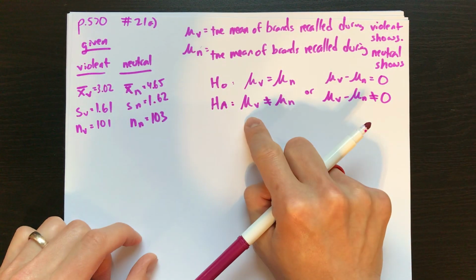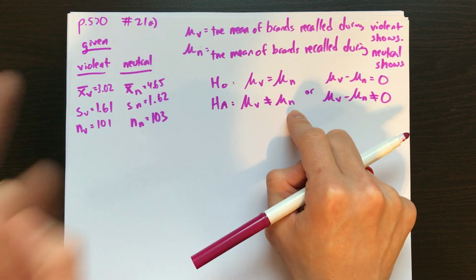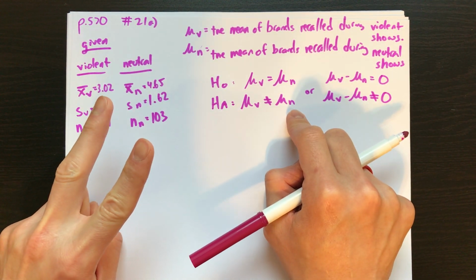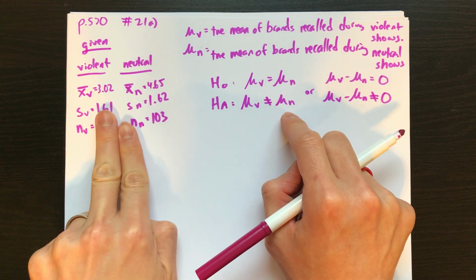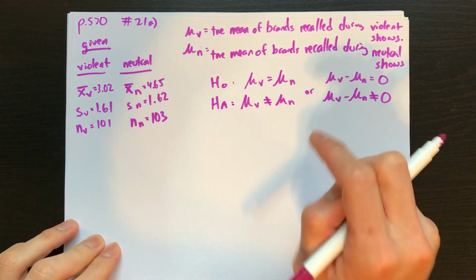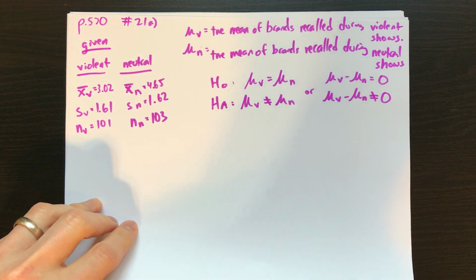We're looking at the difference of means, difference of two means here. We're not going to do 3 means or 4 means or 5 means. It's only going to be comparing two. All right, so now let's go to the next section.